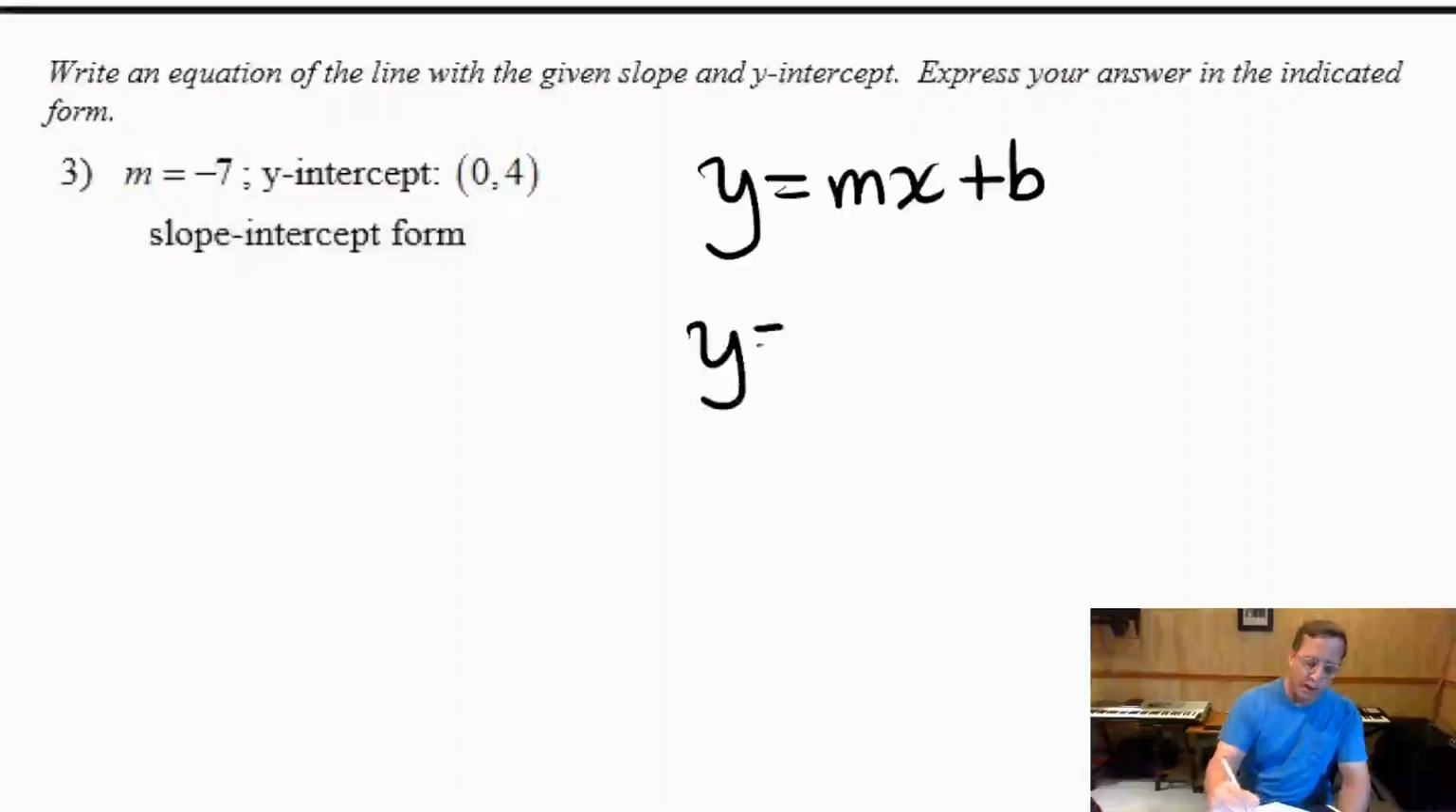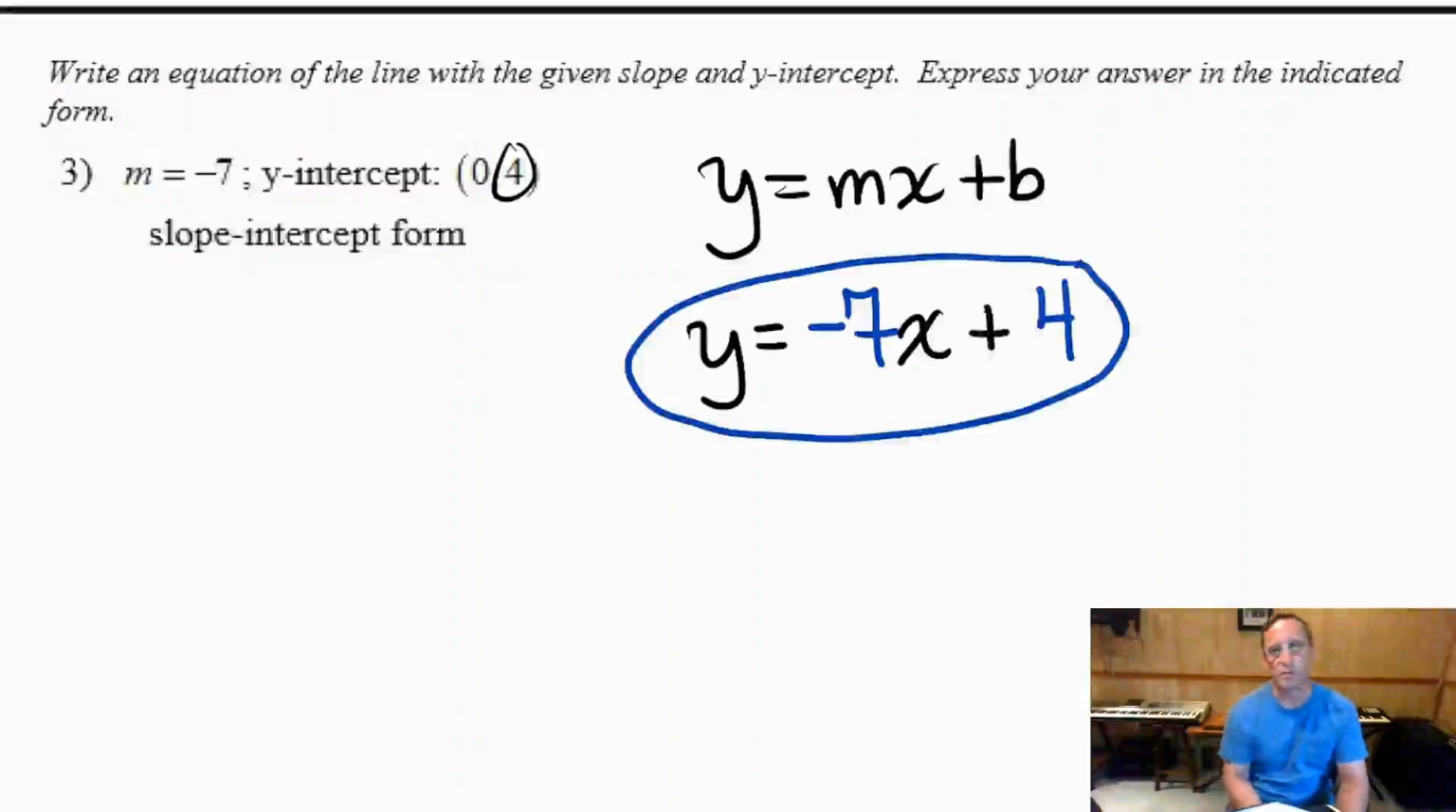So it's going to be y equals, and our slope is -7, so we got negative 7x, and our y-intercept is 4. So we're going to do negative 7x plus 4, and that's all you have to do for number 3, because our main objective for this problem was just to get it in slope-intercept form.